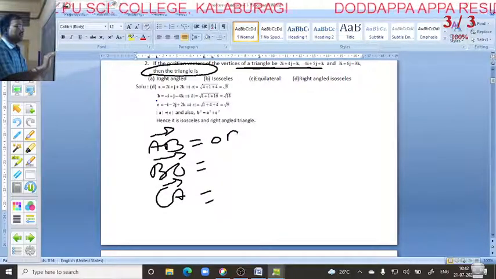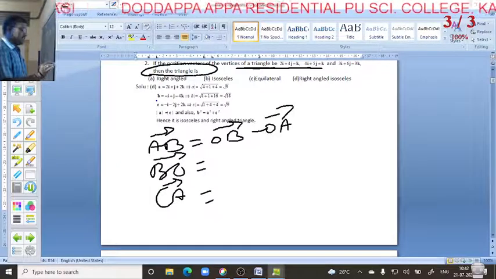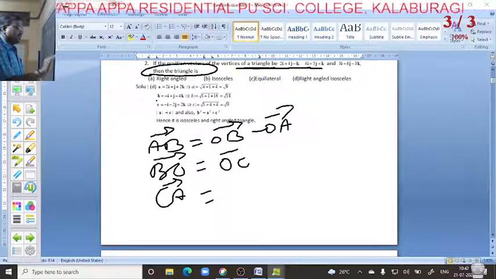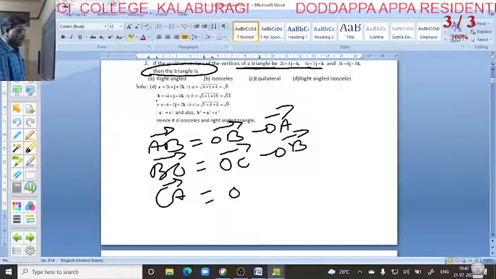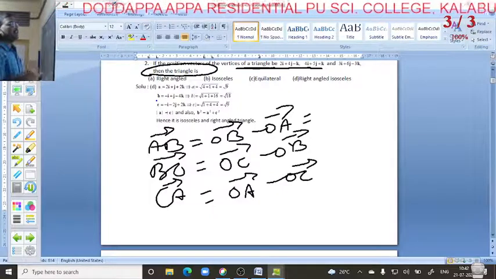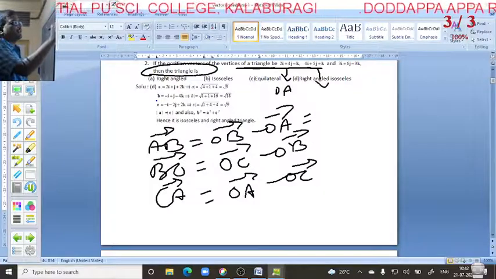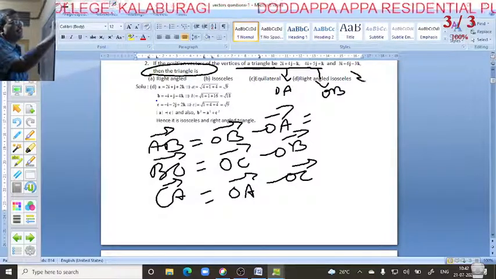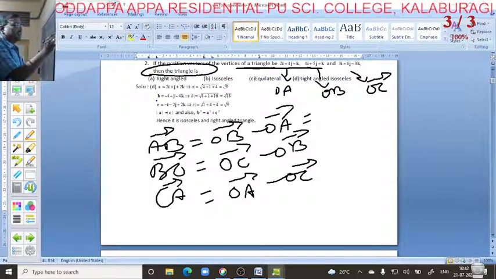Vector AB means you have to take vector OB minus OA, and vector BC means OC minus OB, and vector CA means vector OA minus vector OC. Okay. So here first one take OA vector, this second one take OB vector, third one take OC vector. Okay. Now you can substitute here.